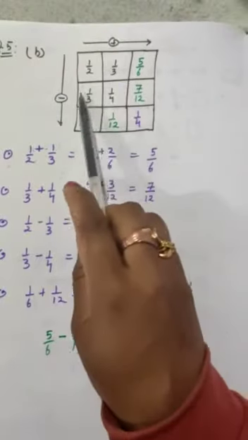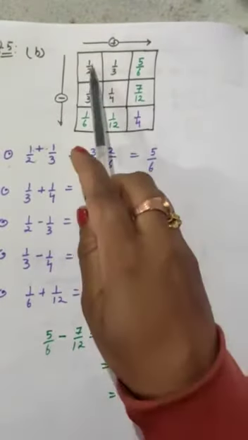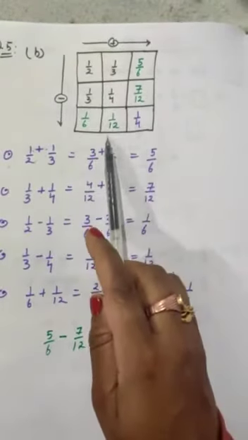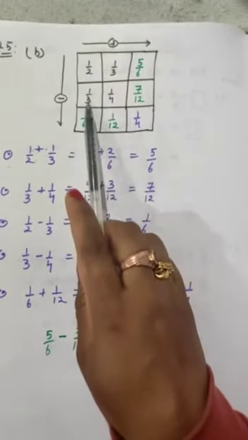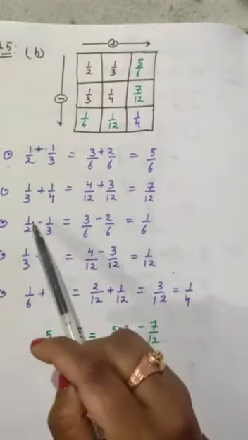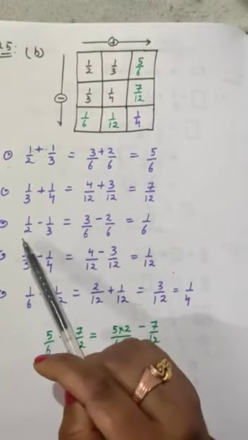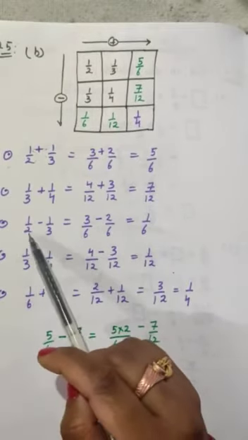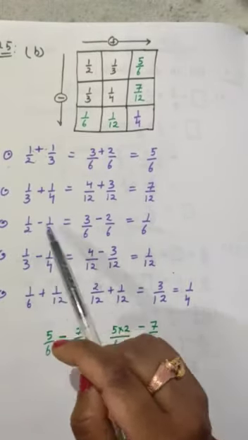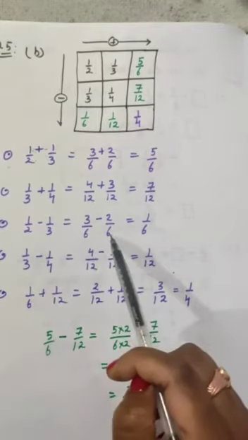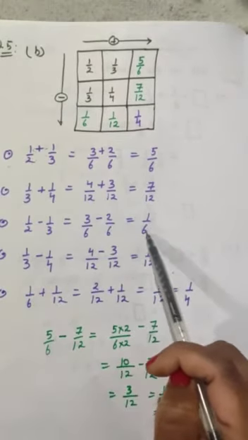Now though additions we have done, now we have to do the subtraction part, vertical. This is 1 by 2 minus 1 by 3. So 1 by 2 minus 1 by 3, LCM is again 6. Okay, so it will become 3/6 minus 2/6, which will give you 1/6.